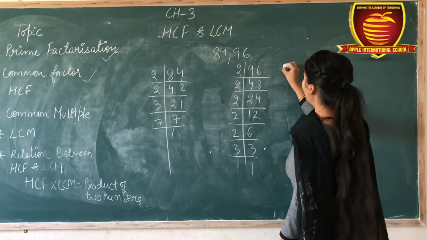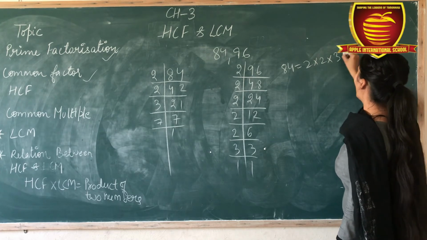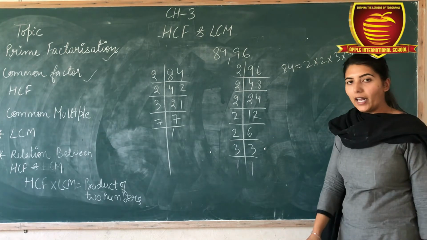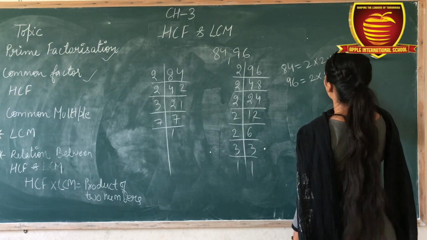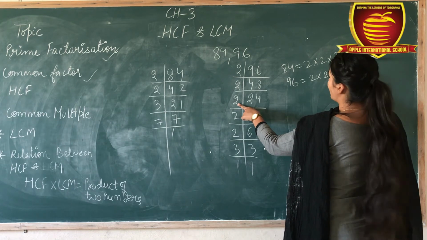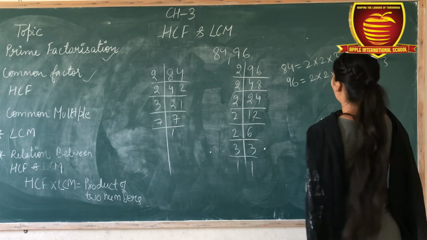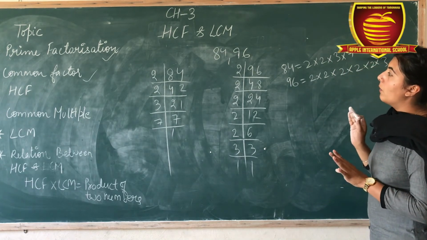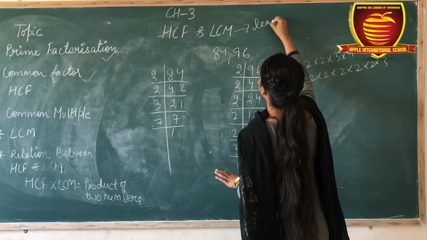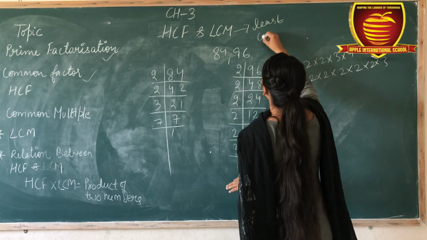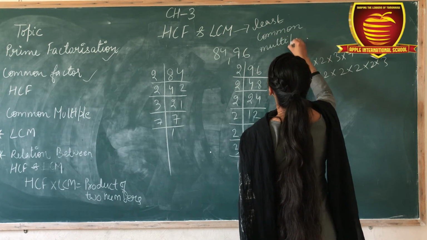Now write 84 as 2 into 2 into 3 into 7. Now 96 as 2 into 2 into 2 into 2 into 2 into 3. Now see what LCM indicates: least or lowest common multiple.